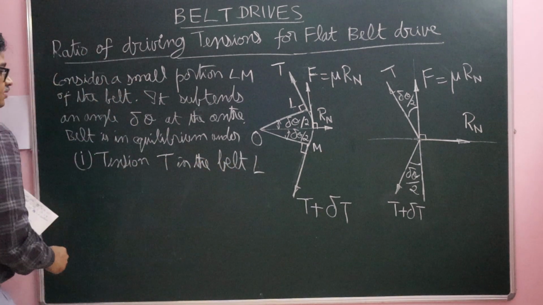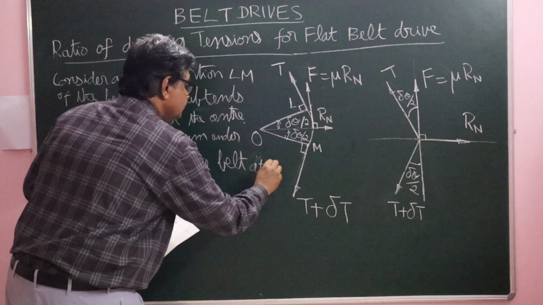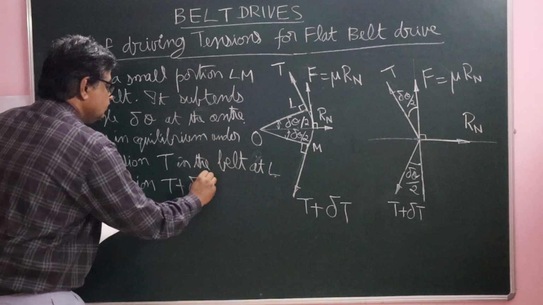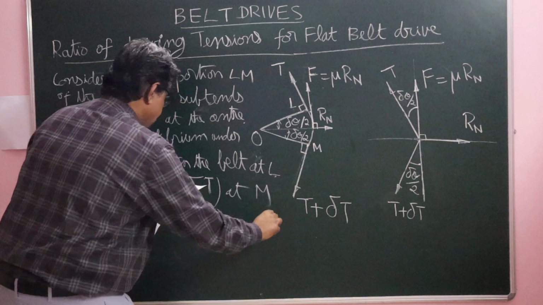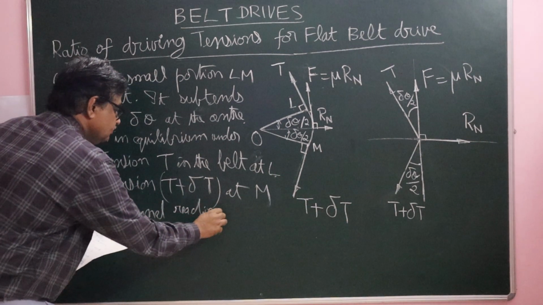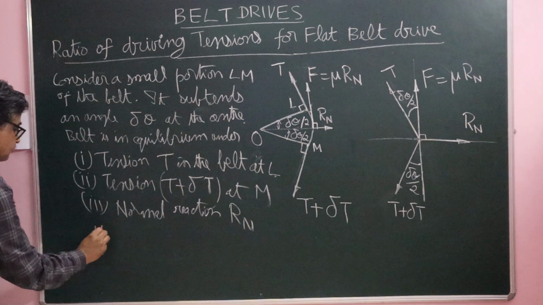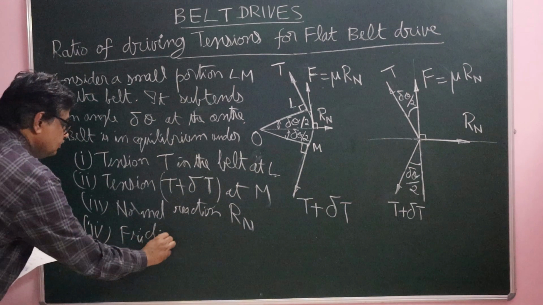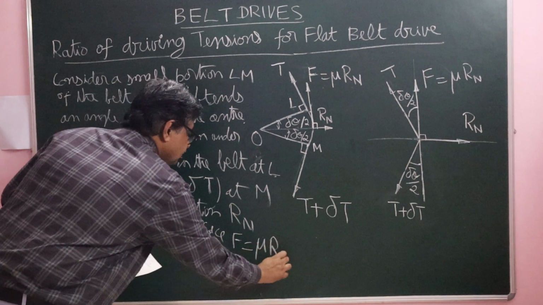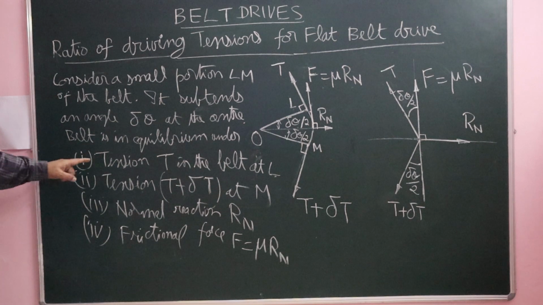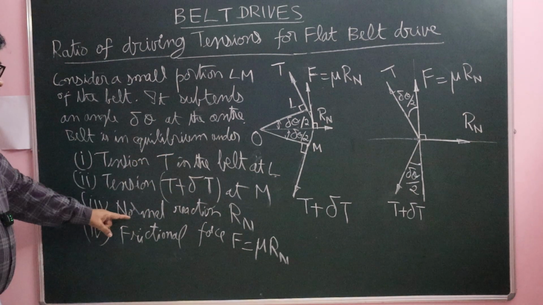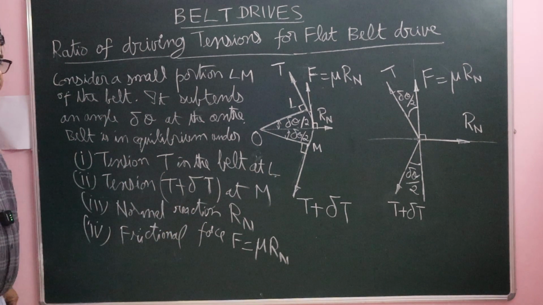Tension T in the belt at L. Therefore, the belt is in equilibrium under the following forces: tension T in the belt at L, tension T plus del T at M, normal reaction Rn, and frictional force F equal to mu into Rn.